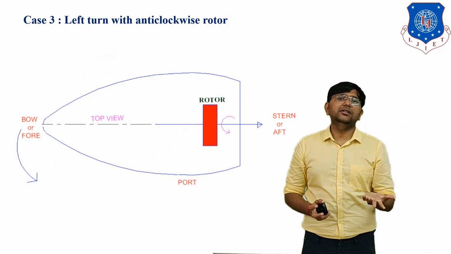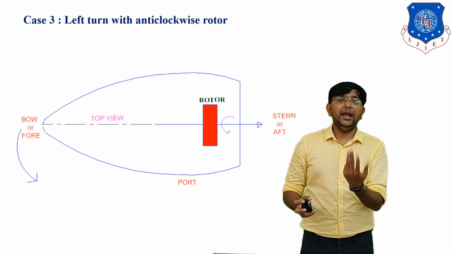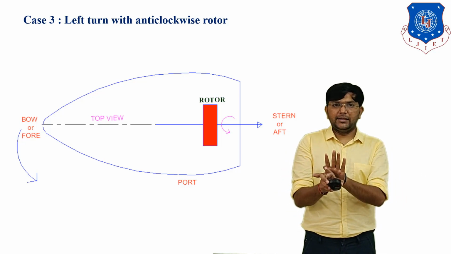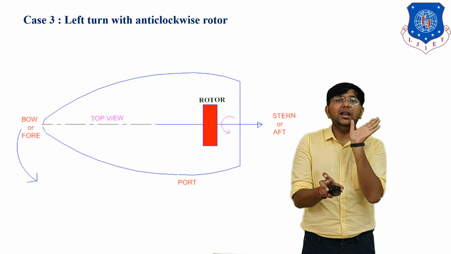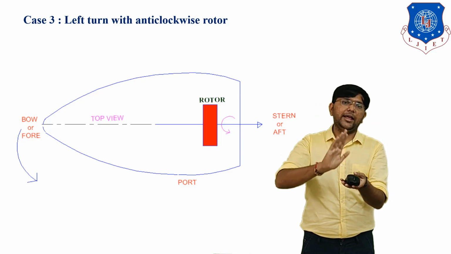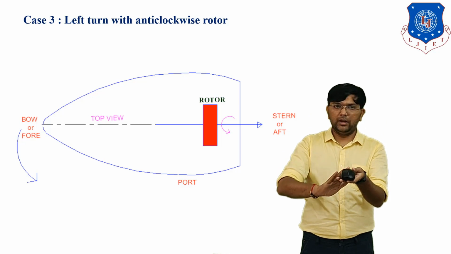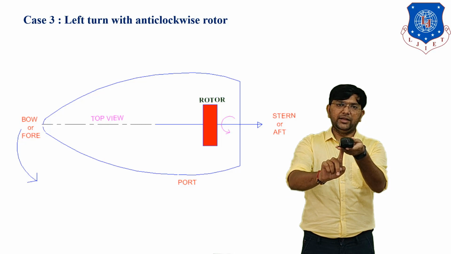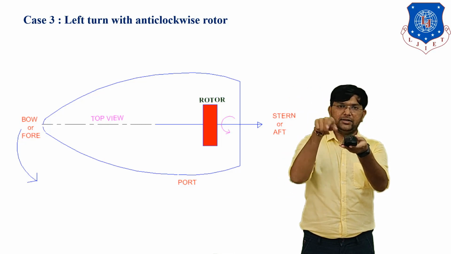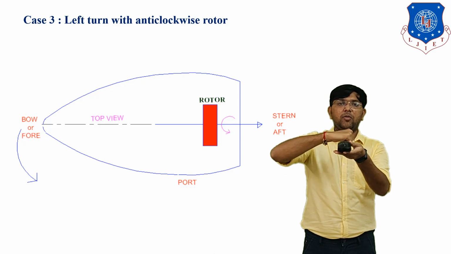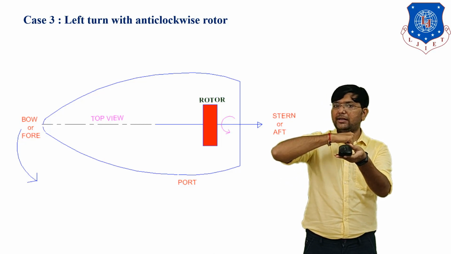Now we have to discuss another two cases for the anti-clockwise direction. So the rotor rotates in the anti-clockwise direction, but the ship tries to take a left turn. Clear? So first of all, you have to identify the direction of angular momentum for the propeller. So this is the propeller. You have to visualize it from the rear side. Put your fingers in the clockwise direction. This is the clockwise direction. At that time, the angular momentum direction is in the backward direction.